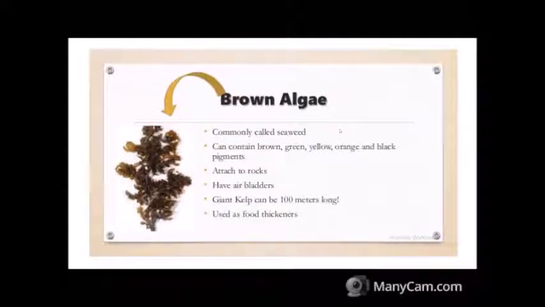This is brown algae, commonly called seaweed. They can contain lots of different colors, so they don't always look brown, but they'll be a little brownish. They can be brown in color, green, yellow, orange, black. They have all kinds of pigments. They will attach to substances, typically rocks, usually in the ocean, although they'll attach to sand also. They have air bladders, which would cause them to be able to float and move towards the surface. There's an example of a bladder.